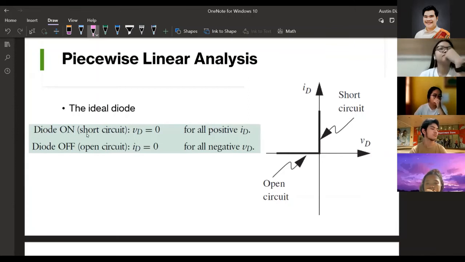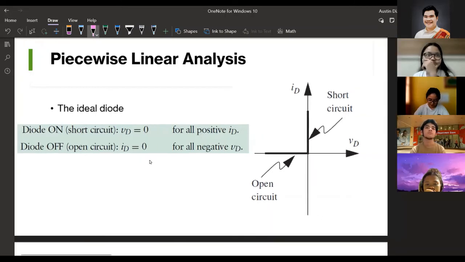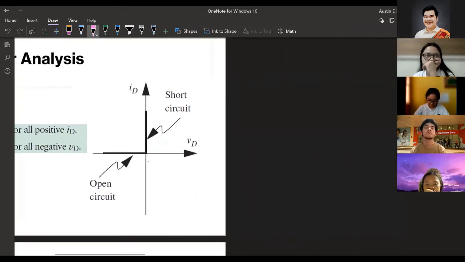On siya, okay, ibig sabihin may dumadaloy na current sa kanya kapag positive na yung ID mo. May magpo-flow sa kanya na current, malamang kasi positive yung ID, magiging short circuit na siya. And then, kapag negative yung voltage mo, walang dadaloy na current sa kanya. Okay? Yung kaninang example natin for real diode would be something like this.